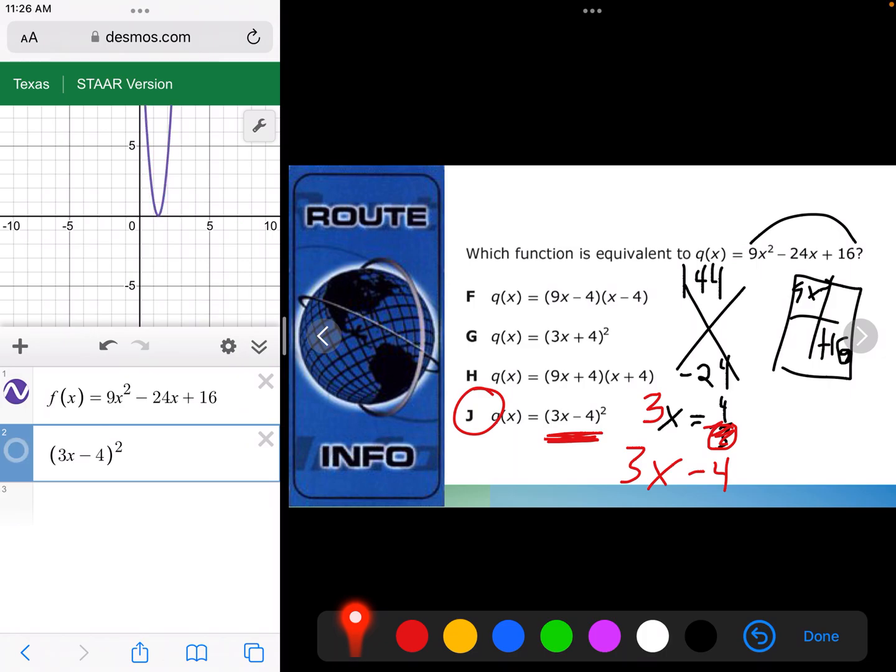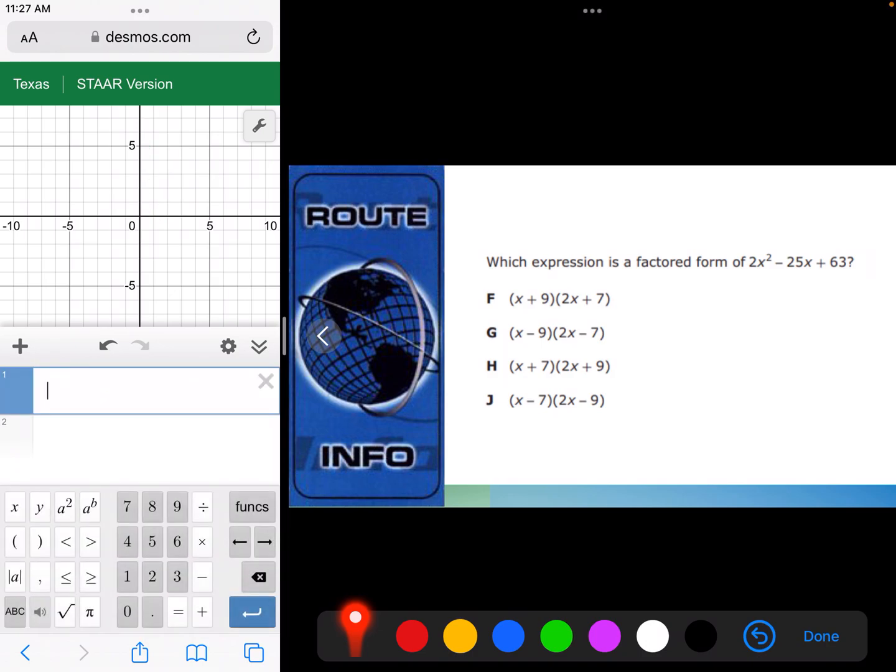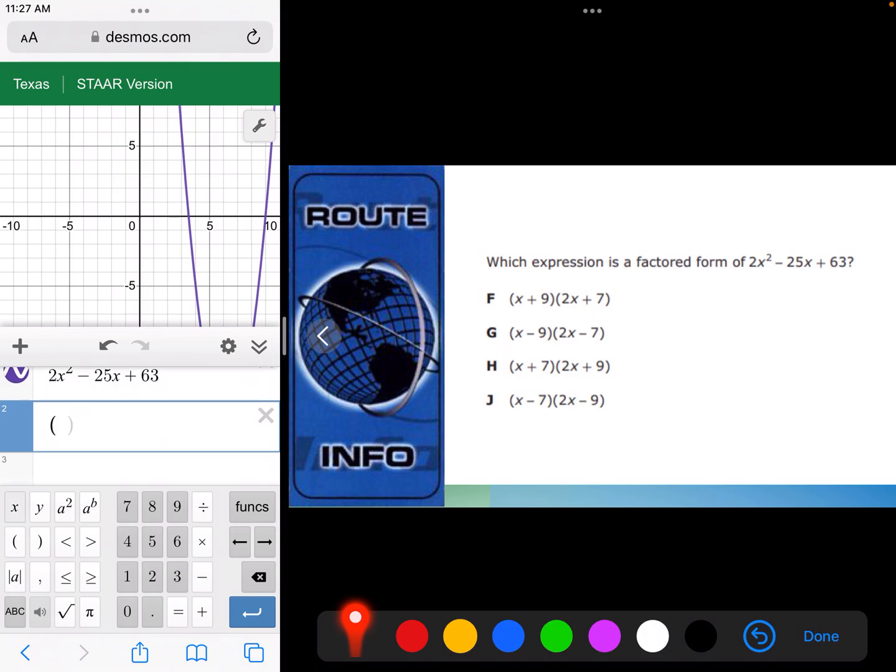Okay, next one is 9x plus 4 and then x plus 4. That doesn't match. Last one, 3x minus 4 squared. Then that matches. Do you see how my purple turned to green? That means it's the same function, so we're done. That's an option. Anytime you see the word equivalent, there's a pretty good chance that you can graph your answer choices with the function and just see if it matches or not for those questions to make them a little bit easier.